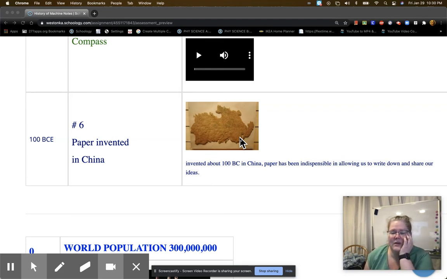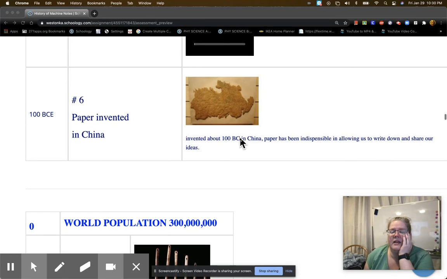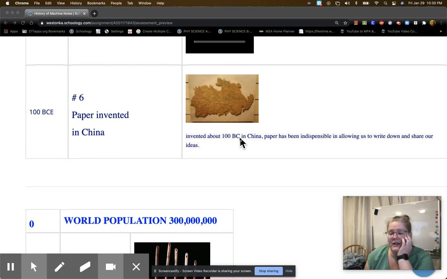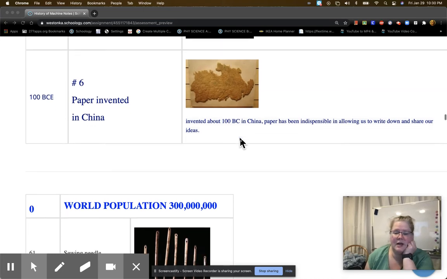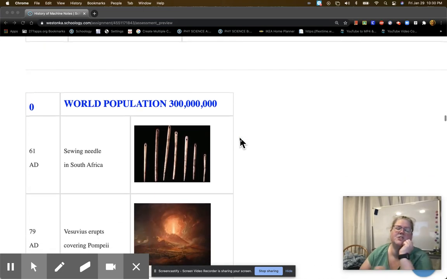Paper. Now not just papyrus, but we've actually figured out how to make paper. It's the sixth greatest invention, happened in 100 BCE. And it allowed us to write down things and share ideas without having to go harvest papyrus or create a clay tablet. World population at 0 was 300 million. We've gone from 50 million to 300 million in a fairly short period of time.